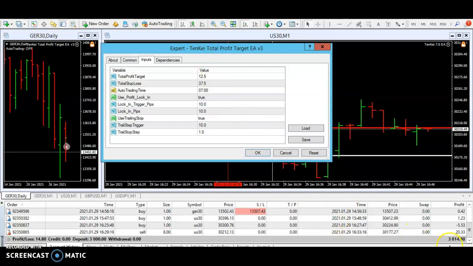Okay, so this account basically started with 3,000. Now it's up to 3,000, made £14.80 just from today's trades, just by showing you how the TPT works. Okay, thanks.